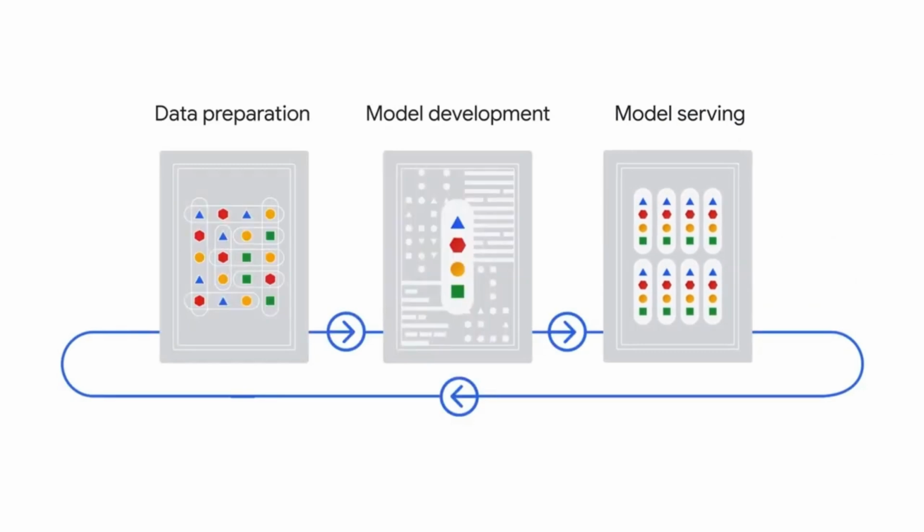Compare this process to serving food in a restaurant. Data preparation is when you prepare the raw ingredients, model development is when you experiment with different recipes, and model serving is when you finalize the menu to serve the meal to customers.